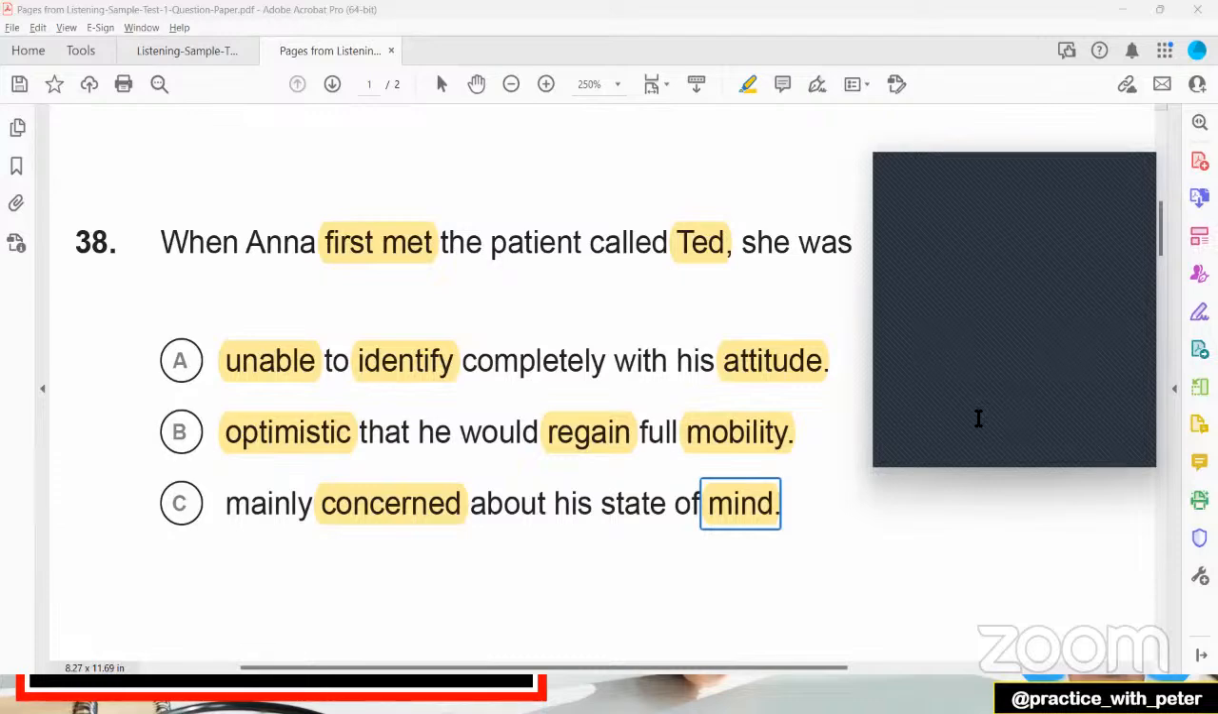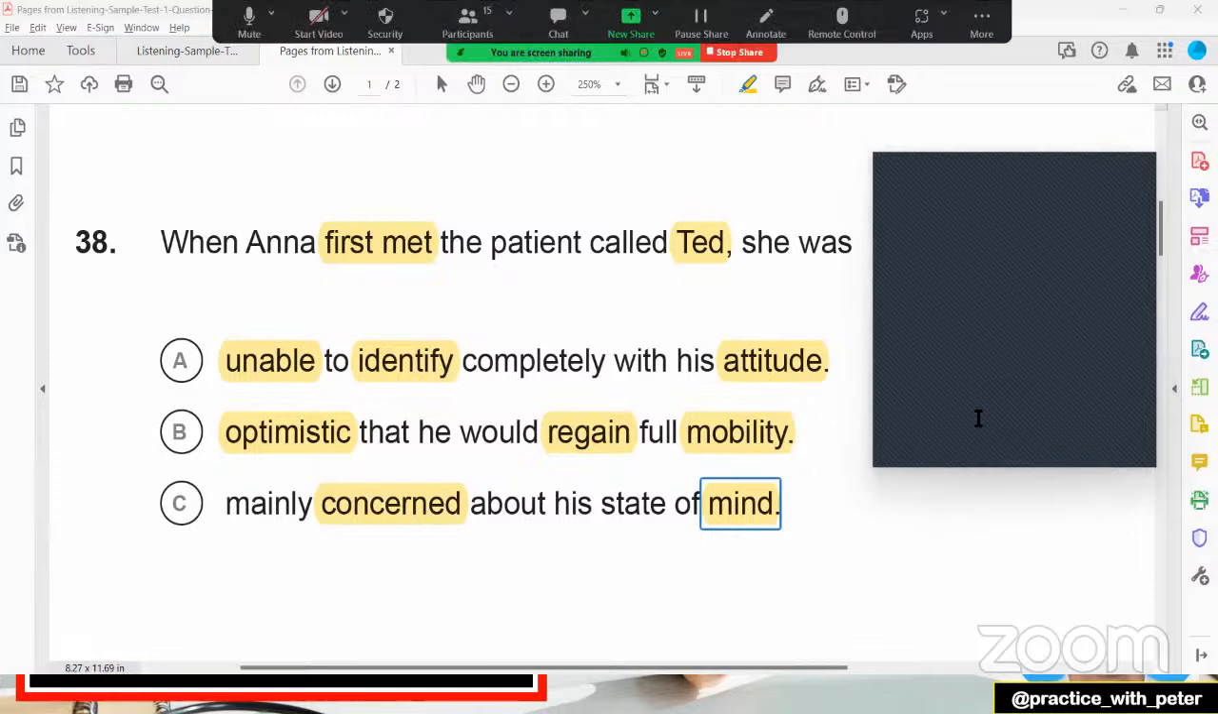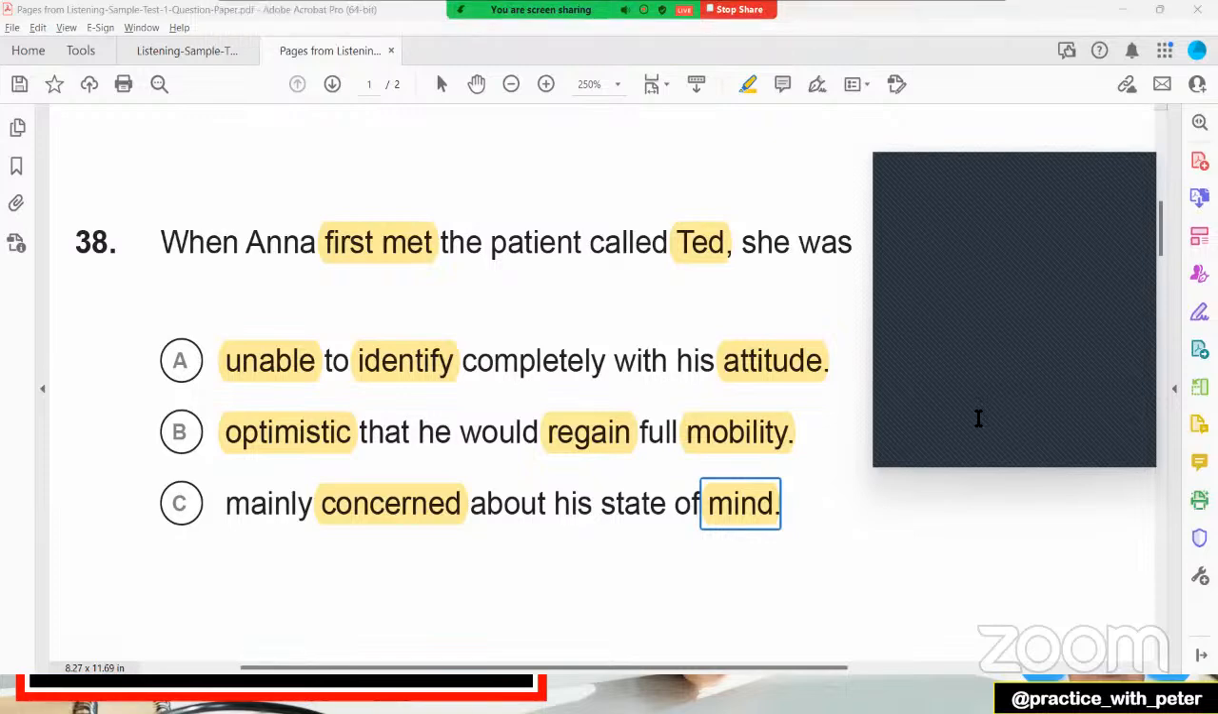Yeah, next one is mobility. Mobility, movement. Concern. All the words will be changed. No word will be the same. Almost. Concern, worry.